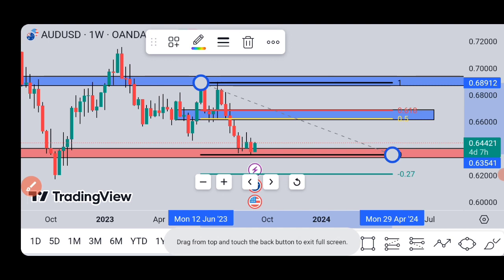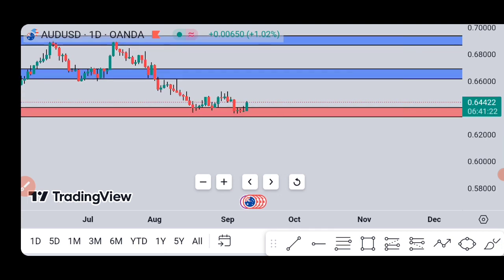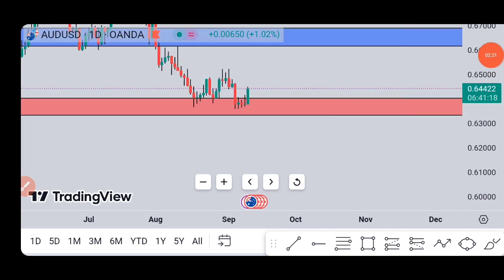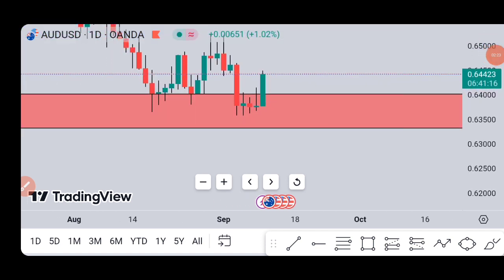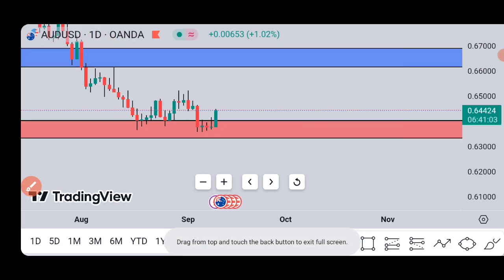So let me go to my daily time frame and see what I have. So this is my daily time frame. Now remember when I told you about currency correlation. If you check AUD CHF, you will see the daily candles, something similar to this, but not exactly this. So they move in the same direction. It's as simple as that.